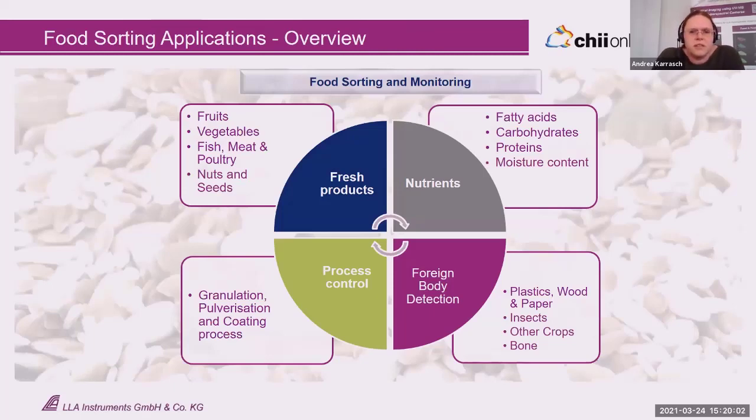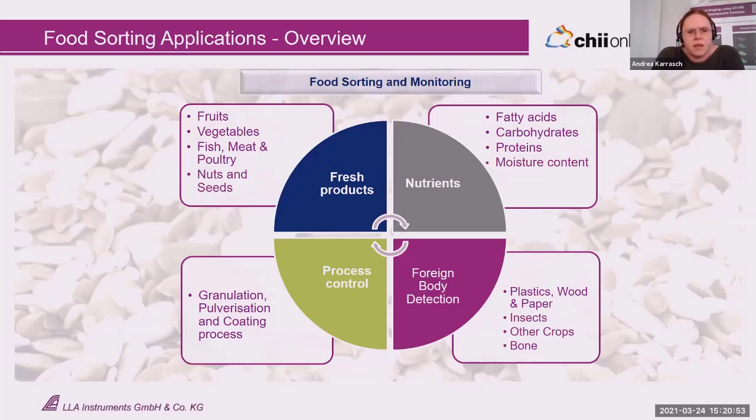The food sorting applications can be defined in bigger segments. One is the analysis of nutrient contents within the products or fresh food, such as fatty acids, carbohydrates, proteins, and as well as the moisture content can be determined. You can do foreign body detection, foreign body meaning everything that is not wanted in your food material stream, such as plastics, wood, paper, insects, other crops, unwanted crops, or plant parts. And in the meat industry, it's mostly bone, but also blood coagulates.